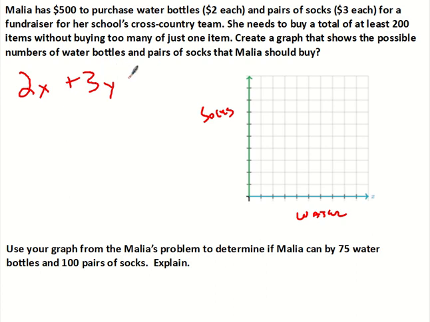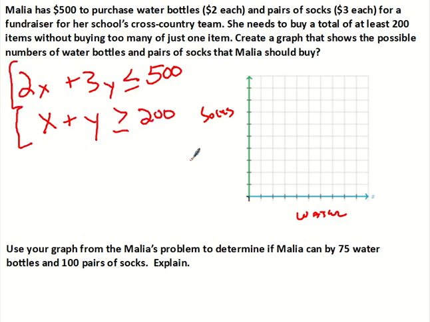and we know that she has $500, so she cannot spend more than $500. So that means for my inequality, this left side, the amount of money she spends on water bottles and socks cannot exceed $500. It can be exactly $500, but it cannot exceed it. So she has to spend no more than $500. Well, she also needs to buy a total of at least 200 items. So she has to buy at least 200 items. That means the amount of socks and water bottle items that she buys has to be greater than or equal to 200 items.